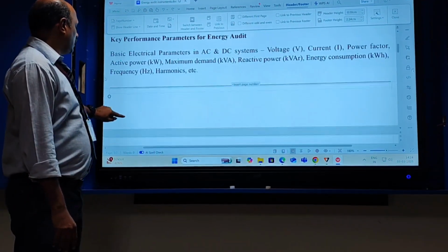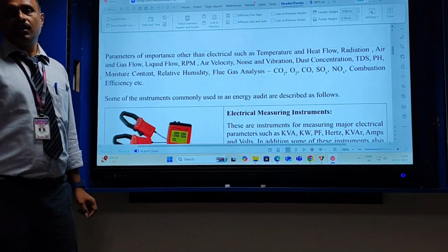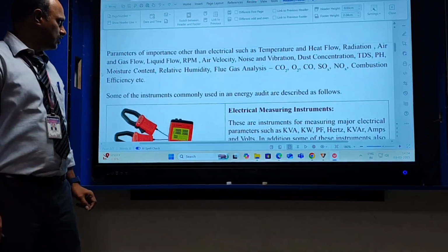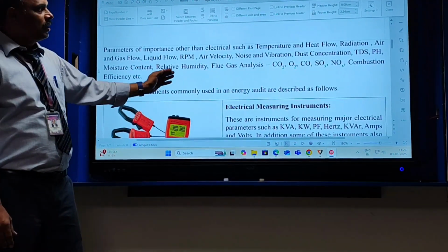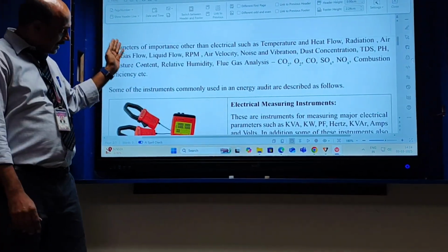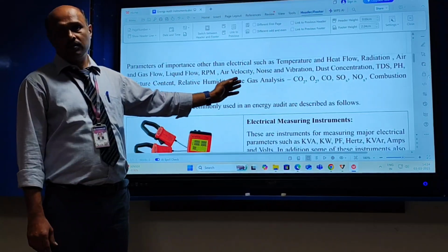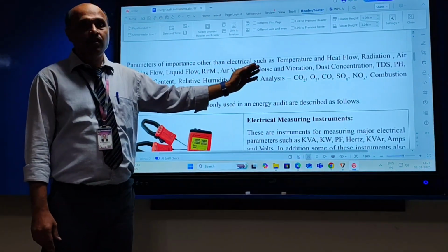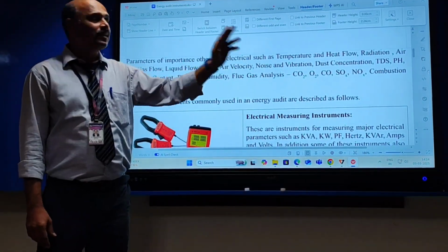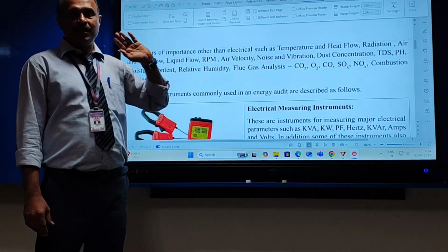Then there are other parameters, called thermal parameters or mechanical parameters, that have to be measured for the purpose of energy audit. These parameters are heat flow, radiation, air flow, liquid flow, gas flow, velocity, air velocity or flow velocity, noise, vibration, dust concentration, TDS level, total dissolved solids, pH level, moisture content, relative humidity, and flue gas analysis.